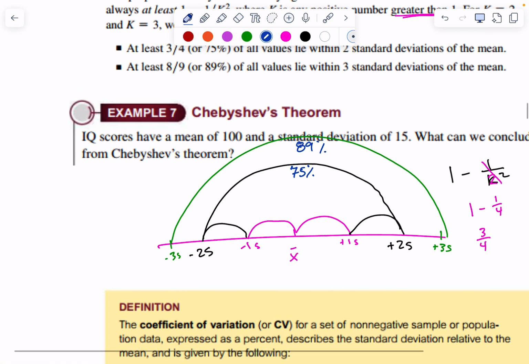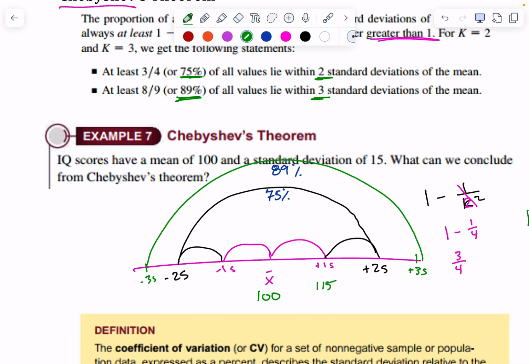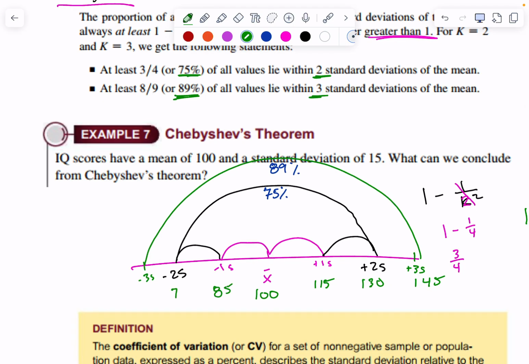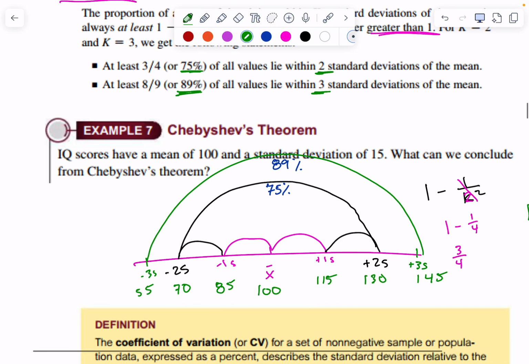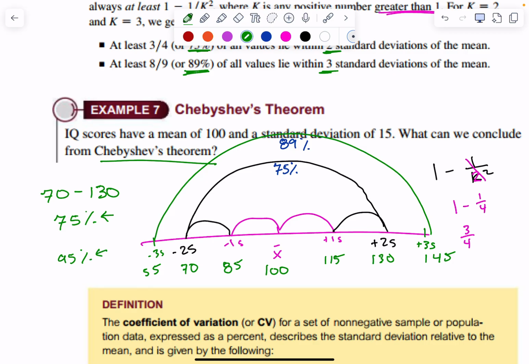All right, so let's look at what they have here. They say at least 75% should live within 2 standard deviations. At least 89% should live within 3 standard deviations. If your IQ scores have a mean of 100 and a standard deviation of 15, again, we have 115, 130, 145. We've got 85, we've got 70, and we've got 55, right? What can we conclude from Chebyshev's theorem about, let's go the same numbers, let's say 70 to 130, because that's what we were doing the last time. 75%. Okay, that's for Chebyshev's theorem. It was 95% for the empirical rule.